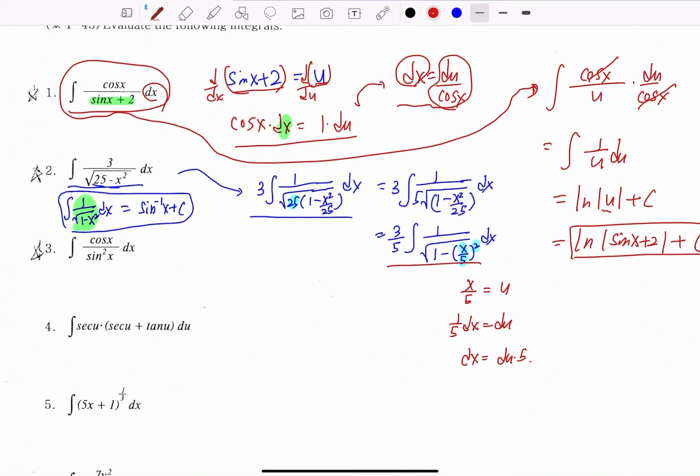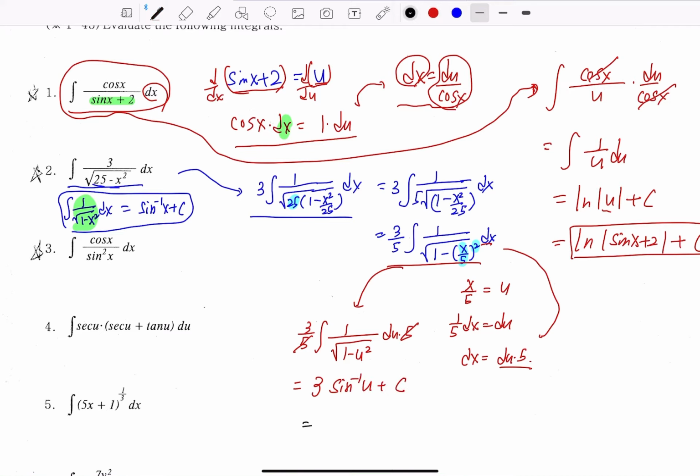So rewrite this equation in terms of u. 3 over 5 integral 1 over square root of 1 minus u squared, because x over 5 is replaced by u, and dx is du times 5. Now you can cancel 5 out. So the antiderivative of 3 times integral 1 over square root of 1 minus u squared du is 3 times sine inverse u plus c.